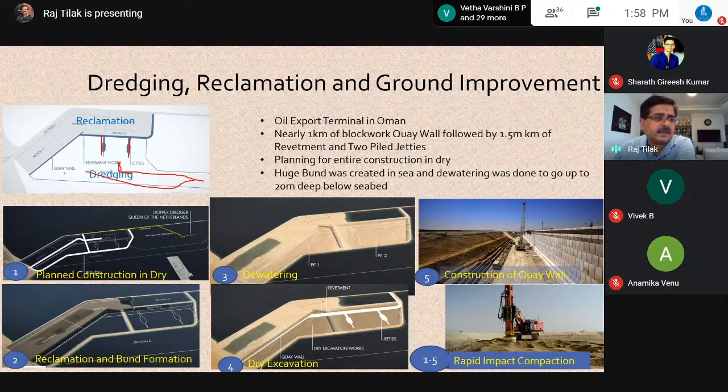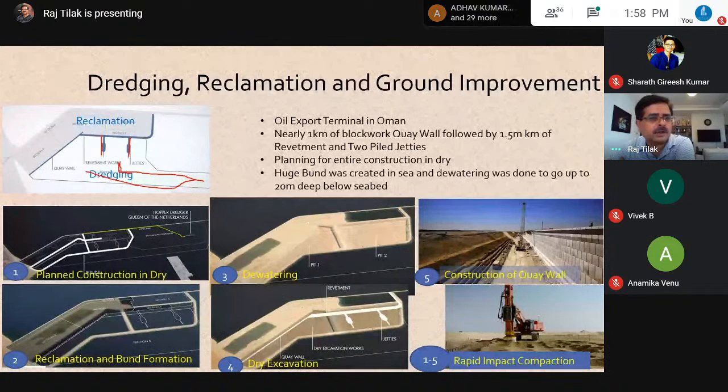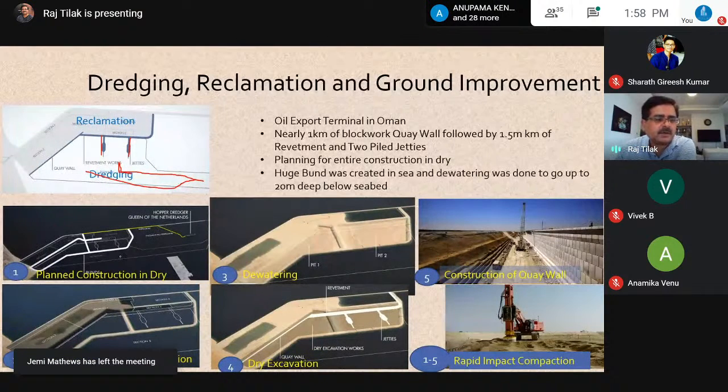The first thing decided was that this will be constructed in dry. We don't want to work in wet in the sea, because there is better quality control when you are doing things in dry as compared to relying on divers all the time going and inspecting things. So this is how it is done.